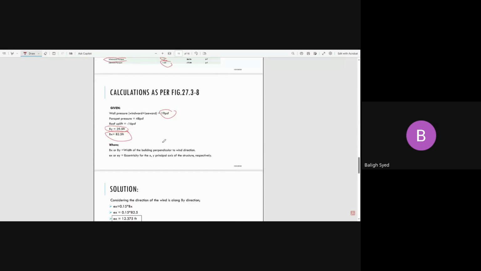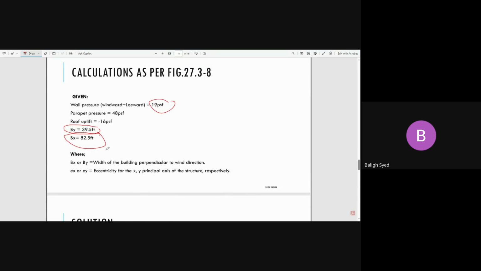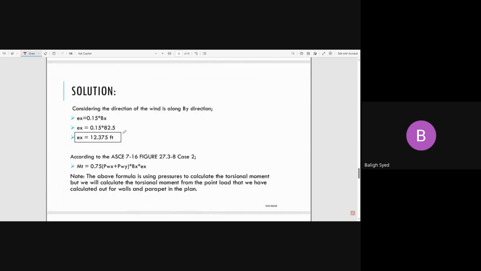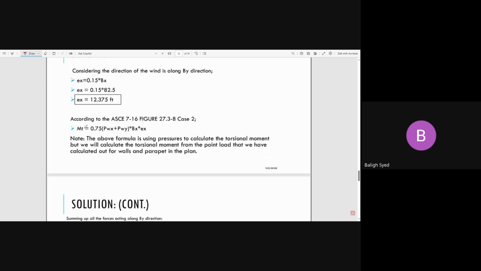Then come back here, and you are trying to calculate the torsion on the structure. So By, Bx, the width of the building perpendicular to the wind direction, either B sub x or B sub y, and similarly E sub x or E sub y, the eccentricity for both. Okay, either in this direction or the other direction, which has to be orthogonal or perpendicular. Eccentricity for the x and y principal axes of the structure respectively. So you just plug in the numbers, you will get the eccentricity, and then how you calculate the torsion according to ASCE 7-16 or ASCE 7-22.